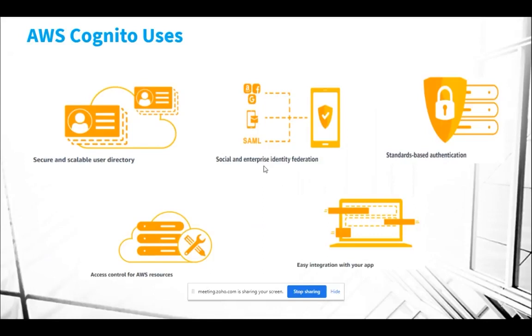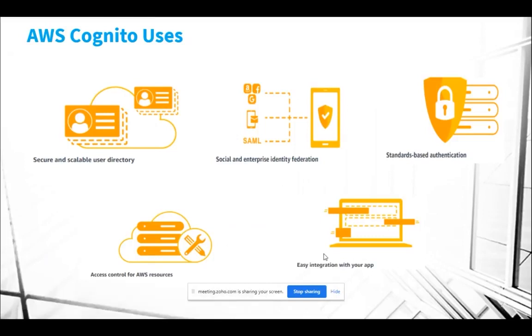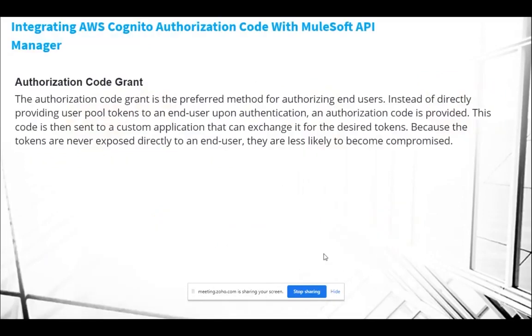So let's take an example. You are going to a website, and you are logging in to that particular website using your Facebook account. That is possible, right? That is known as identity management. Then it also provides standards-based authentication. AWS Cognito can be used with AWS resources also, and it can be easily integrated with your APIs and your application. I will show you.